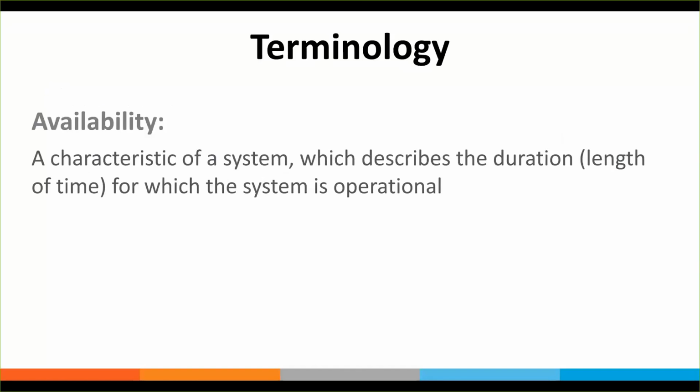Availability is a characteristic of a system. It's what we call the length of time a system is operational. We're going to get into some math stuff here. Don't freak out on me.